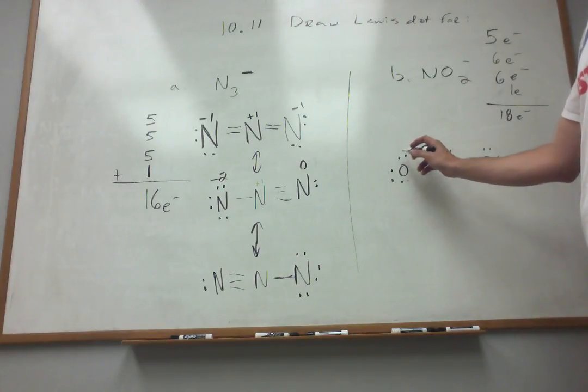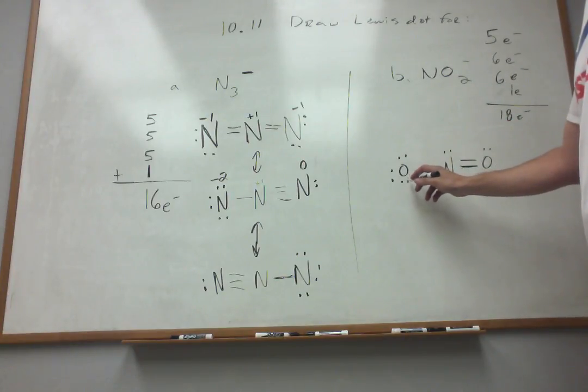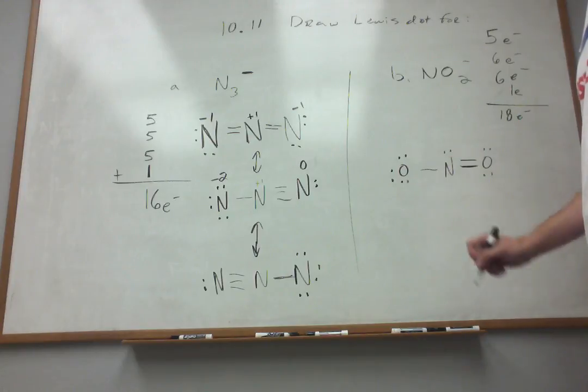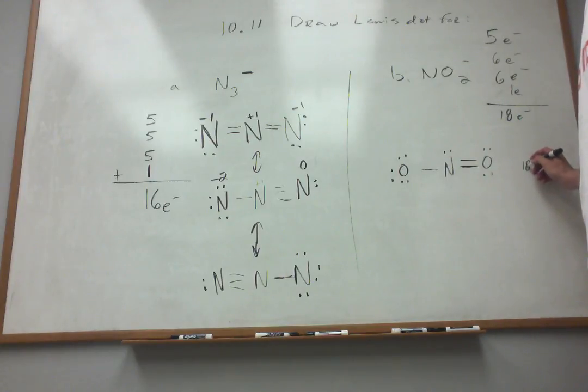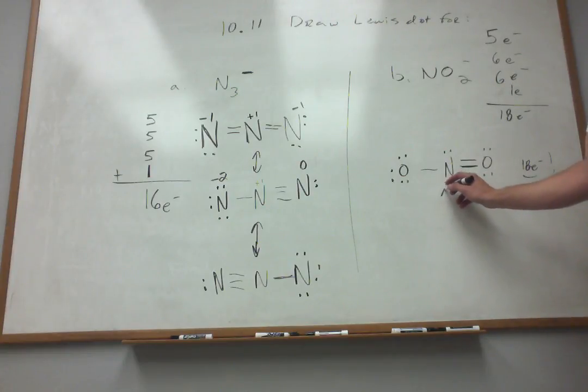1, 2, 3, 4, 5, 6, 7, 8, 9, 10, 11, 12. Oops, I'm going to get rid of these two. Okay, let me count it. 1, 2, 3, 4, 5, 6, 7, 8, 9, 10, 11, 12, 13, 14, 15, 16, 17, 18. This uses 18 electrons, which is what I have. So it's a perfectly allowable Lewis dot structure as a result, okay? Used 18, I had 18. That's good. Now, is this the only structure that I can propose?